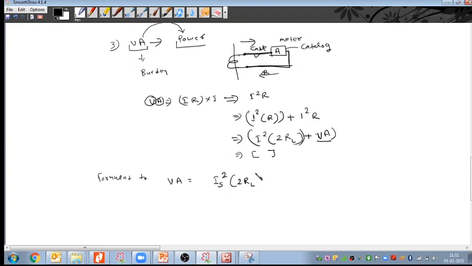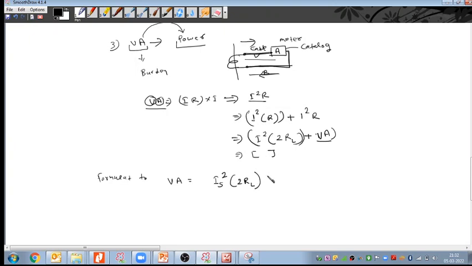I hope this is clear to everyone. The same we have done here: VA is I square into R, Is square into RL. Why 2RL? Because the cable is going and coming back. So one length for here and a second length for this. So R plus R, 2R. L stands for the lead. This is my cable lead. Or we can remove L, not important. We can say C also, cable resistance.